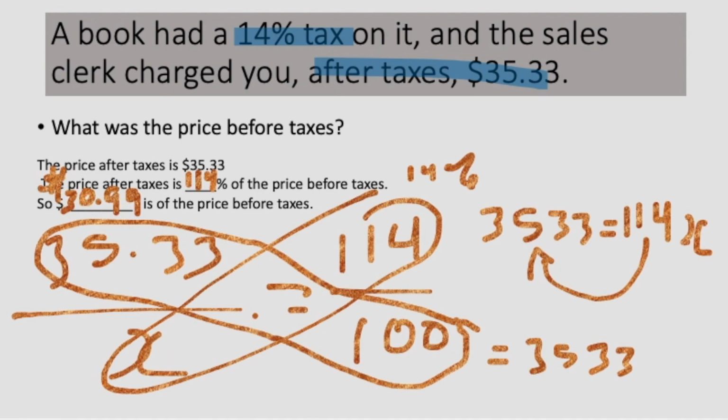Okay, could I have done this a different way? Absolutely. I could have gone 3533 multiplied by 100 divided by 114, which is exactly what I did anyway. So the cross multiplication also helps speed up that process.